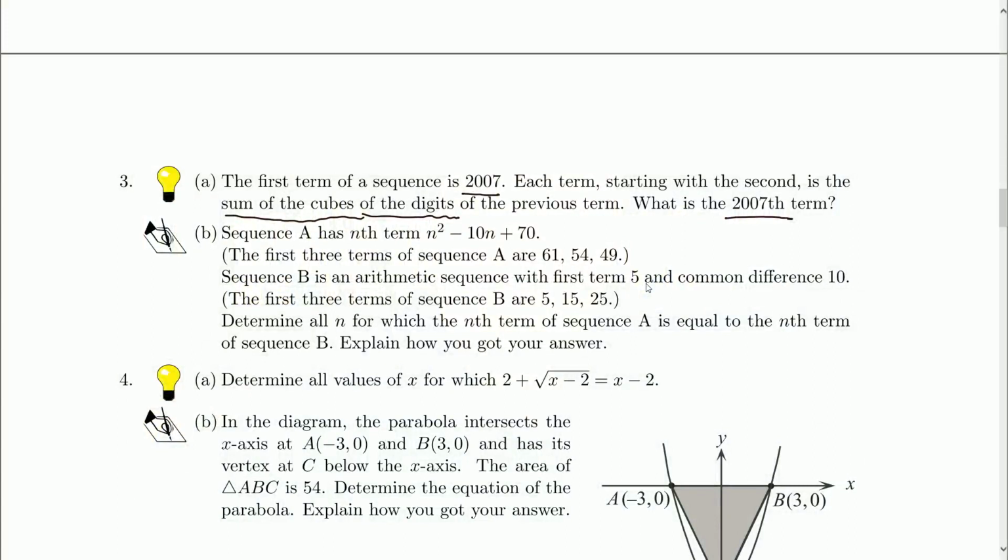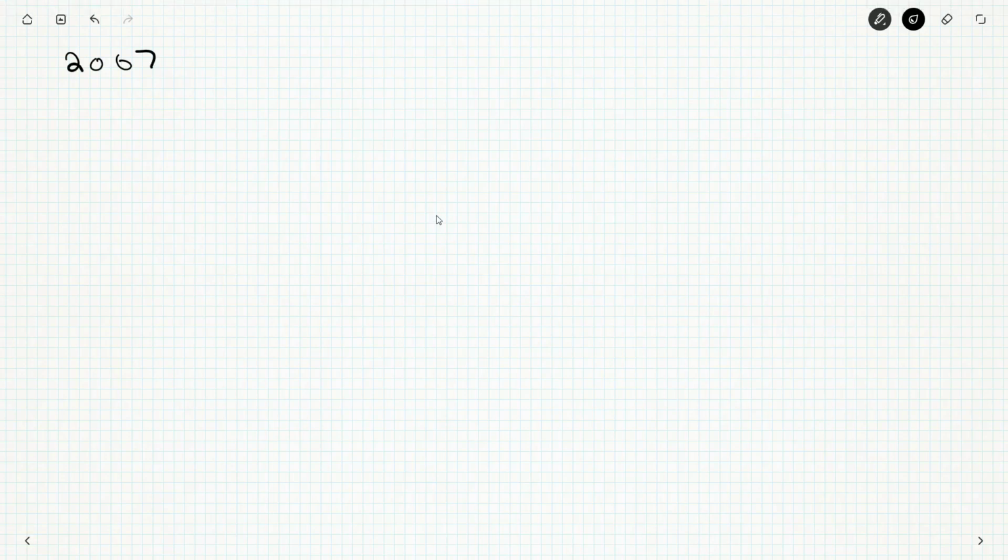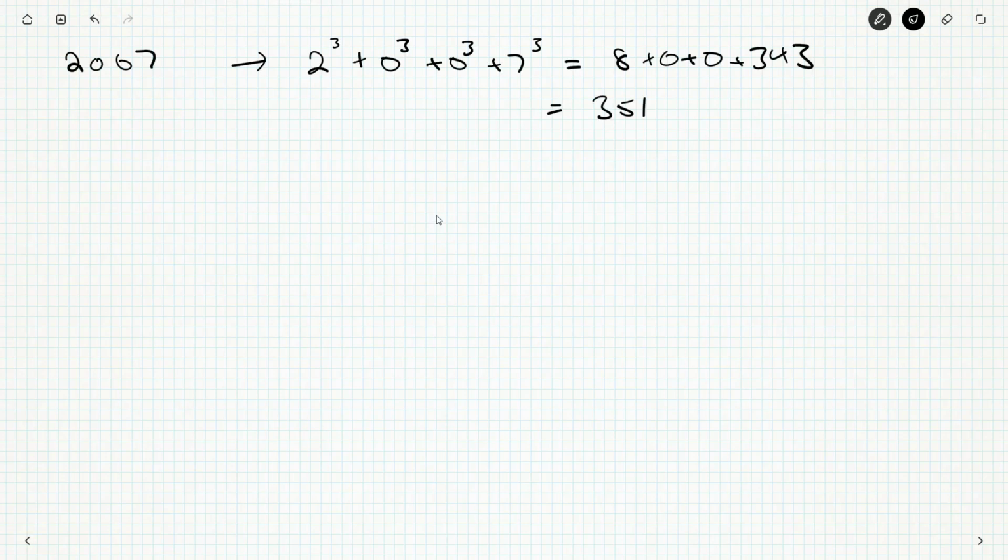So, sum of the cubes of the digits. So, 2007. And then the next term will be 2 cubed plus 0 cubed plus 0 cubed plus 7 cubed. So that's 8 plus 0 plus 0 plus 343. And that's going to be equal to 351. Okay, 351 is the next term in our sequence.